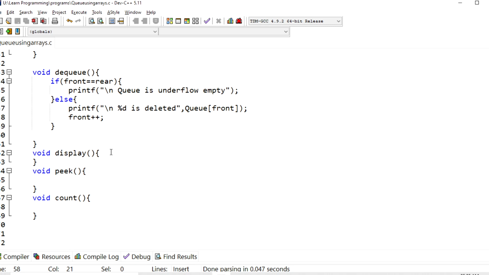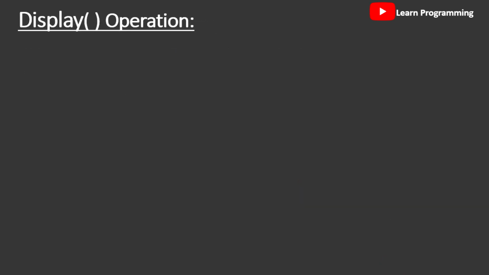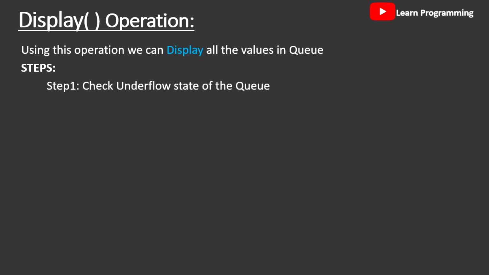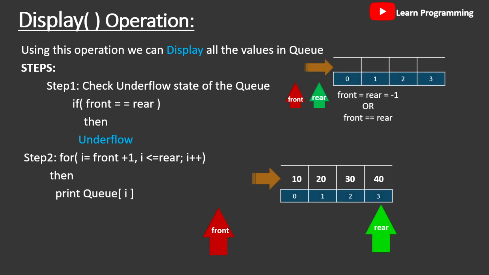Now let us try doing the display operation. The steps that we require for the display operation are again 2. First we should check whether the queue is underflow or not, and as you have seen in the dequeue operation already, underflow can be checked using this condition, front equals to rear. And if this condition fails, that is when we access every single value from the queue, from the starting position till the end position. And we all know that the starting position is pointed to by the front position and the last position is pointed to by the rear position in the queue, as you can see in the pictorial presentation here.